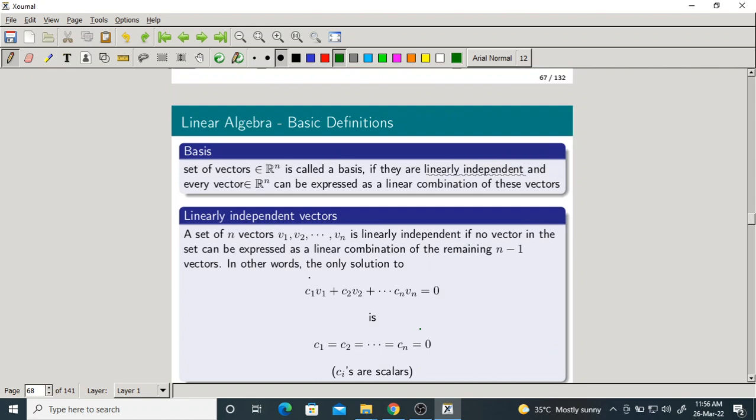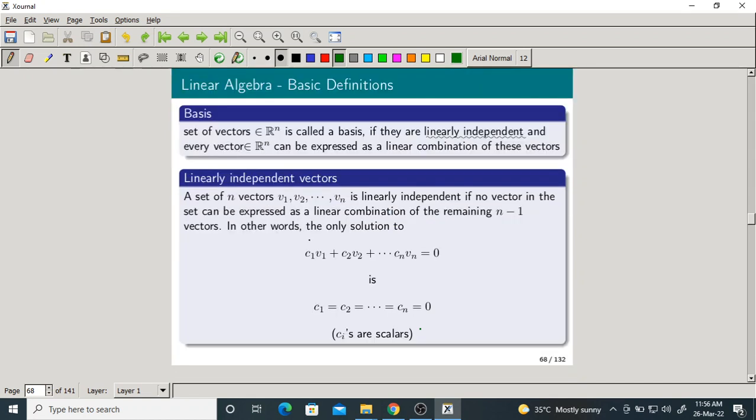In the last class we started with some basics of linear algebra. Let us go through these basics, which you might have studied in your E2 or E1. So what is a basis vector? Basically it is a fundamental vector using which we can define any other vector.